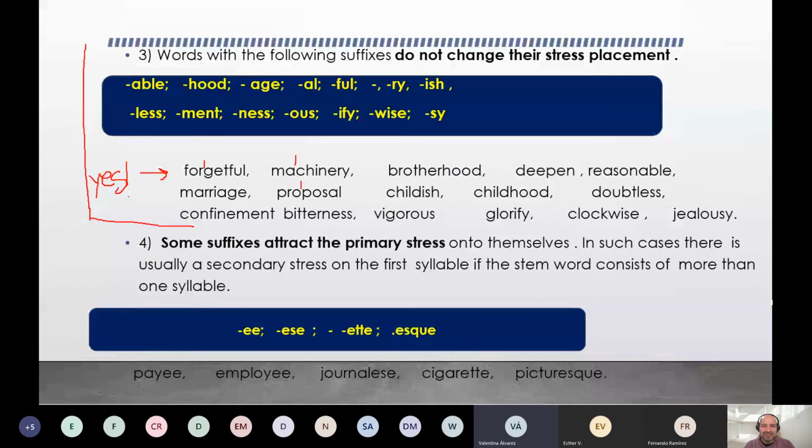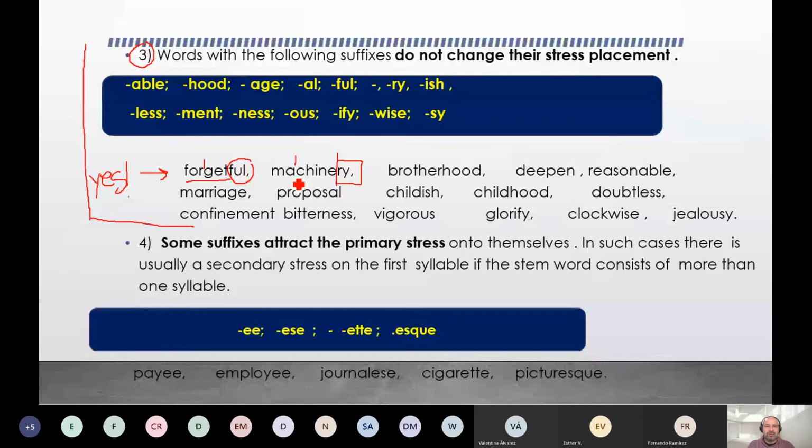Yeah, they like really complex words, right? It's like, quite often used. Anyway, so let's take a look at section number 3 here, read by Fernando. It says words with the following suffixes do not change their stress placement. So even though we have forget, which is the root, forget is stressed in the second syllable, get. And we add the suffix ful, forgetful, and still the stress remains on the same syllable. Machine, right? And then that would be the suffix, right?